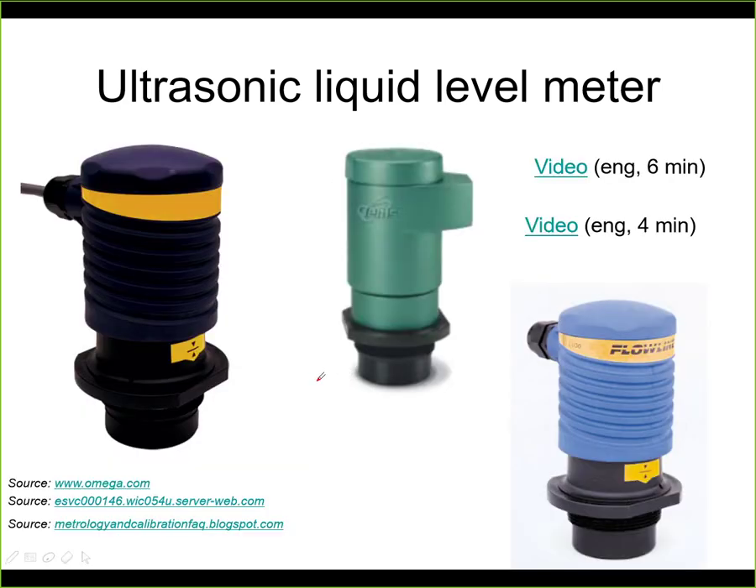Here are few examples. It's mounted above the liquid level. You can see here this mark. This gives you the reference where the sensor starts the measurements. So this is, let's say, distance 0, and it's typically sealed in hermetically sealed containers so that it does not get damaged with water and with some dirt, for example.